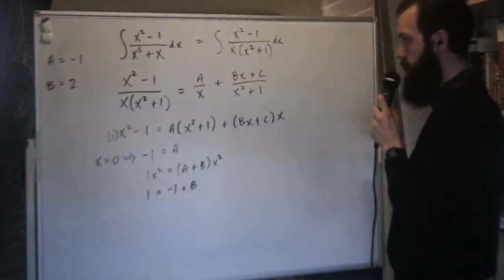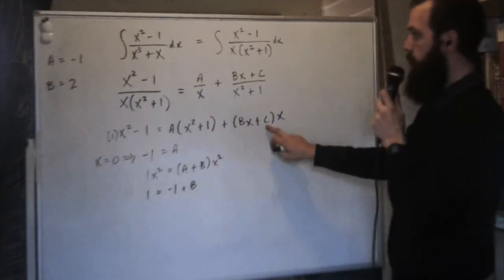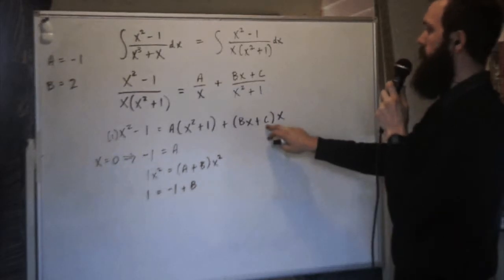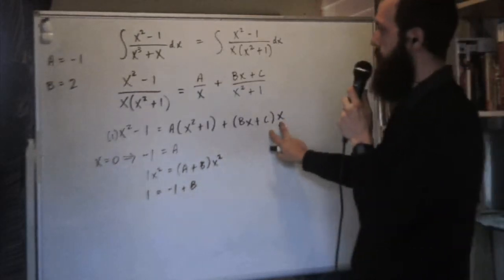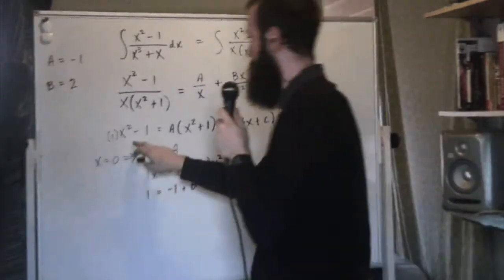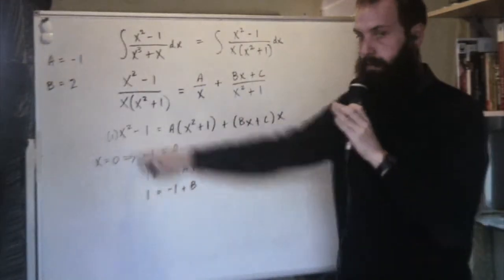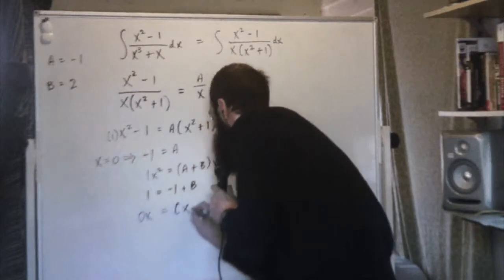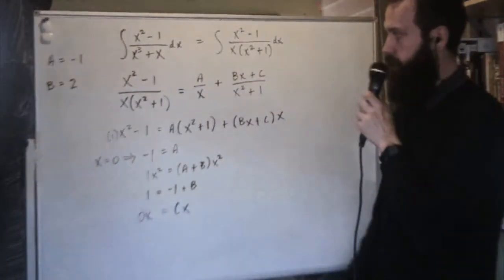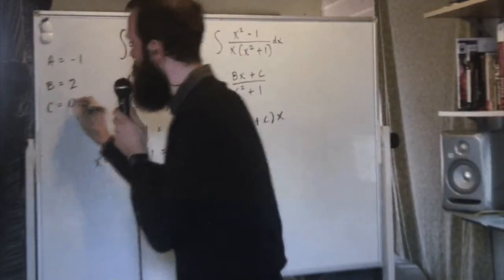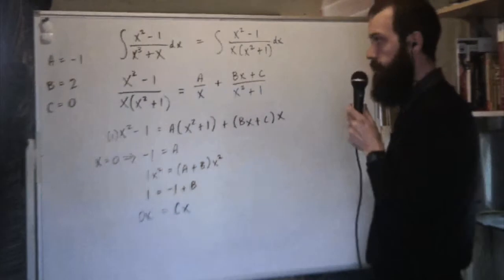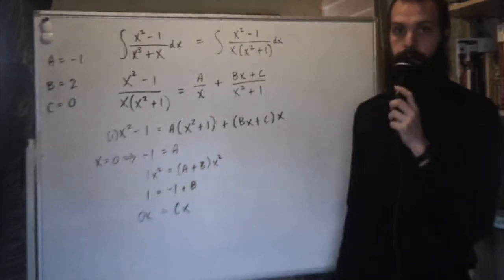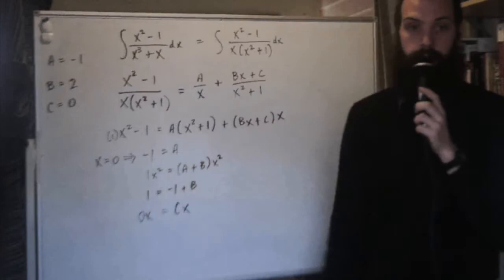Great, and for c, looks like c is the only variable attached to a single x. And on this side, we have no x's. So to visualize this, we have 0 times x equal to c times x. As we can see, c equals 0. Now that we have our values for the variables, we can recompile and solve the original integral.